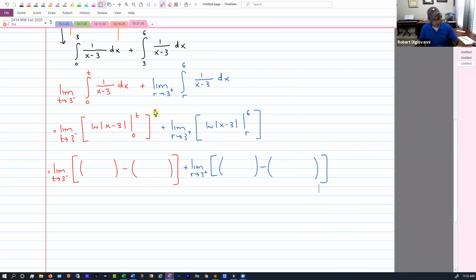All right, t goes in first. So natural log absolute value of t minus 3, and then natural log of absolute value of 0 minus 3. And then the other one, I'm plugging in 6 minus 3, natural log of the absolute value of that. The natural log of absolute value of r minus 3. There we go.